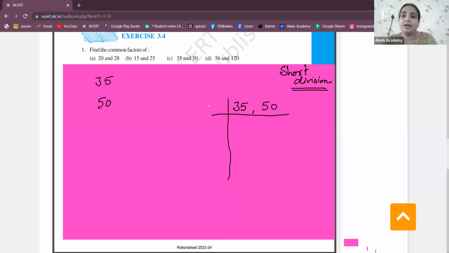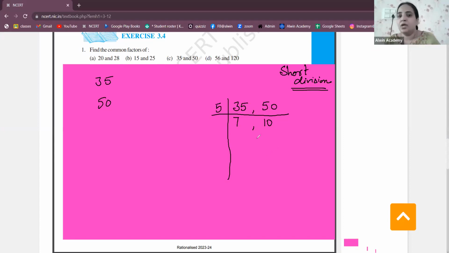And now you divide it with only the numbers that are common in both, only the factors that are common to both. So like 35 and 50, they both have got 5 as their common factor, because both the numbers come in the table of 5. With the divisibility test of 5, we know that 35 and 50 both are divisible by 5. So I am dividing it with 5 here. Now 35 divided by 5 is 7 and 50 divided by 5 is 10. Are you people getting it or not?